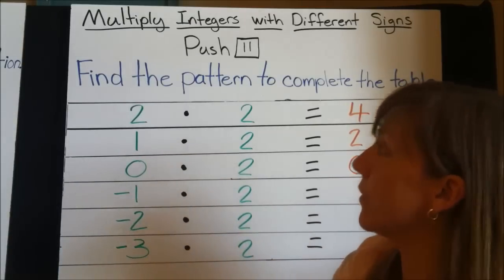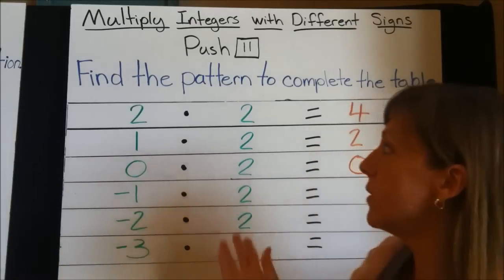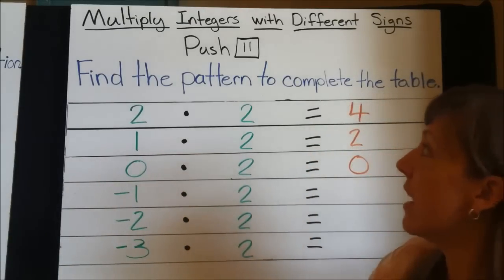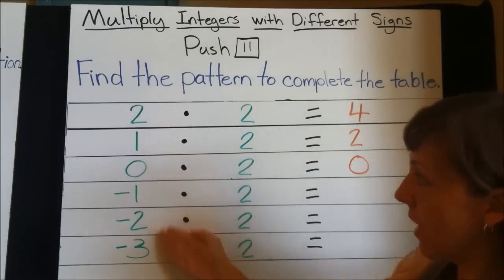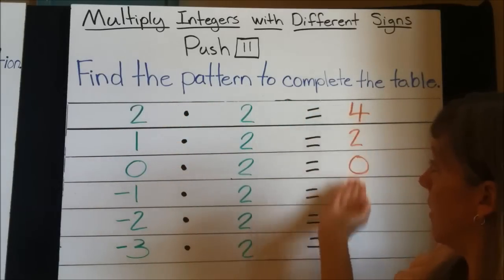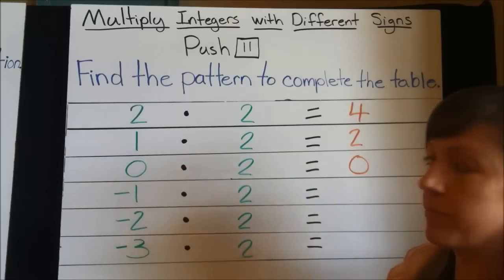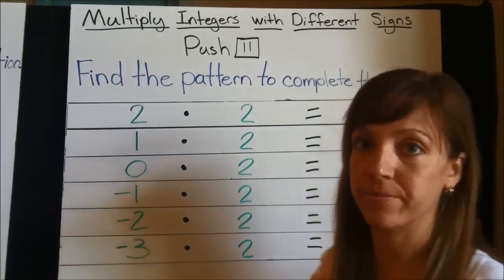Multiply integers with different signs. On this board, I want you to push pause and find the pattern to complete the table. Look down the rows and look across. Go ahead and push pause.